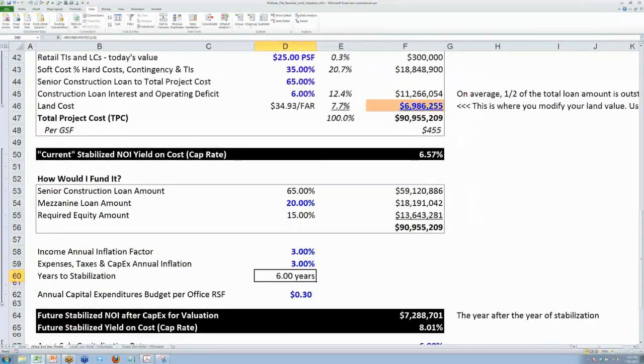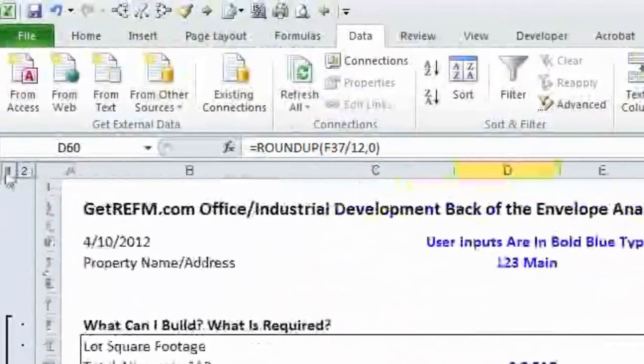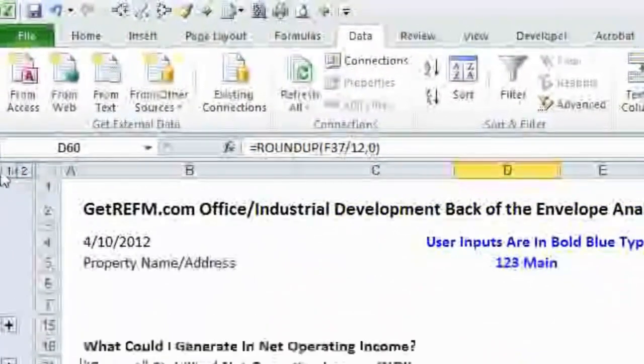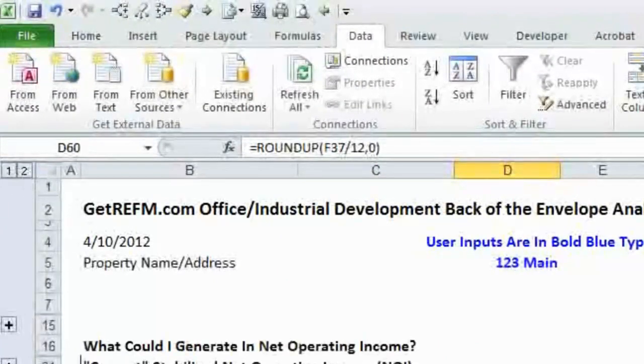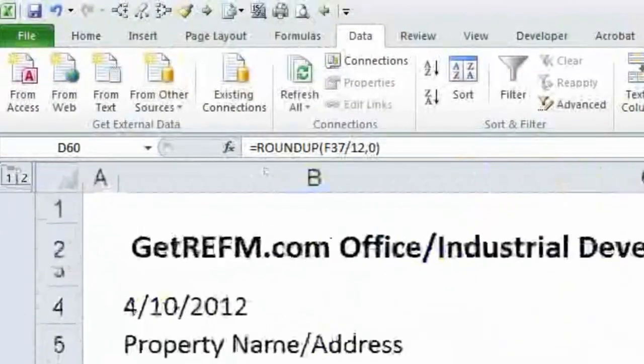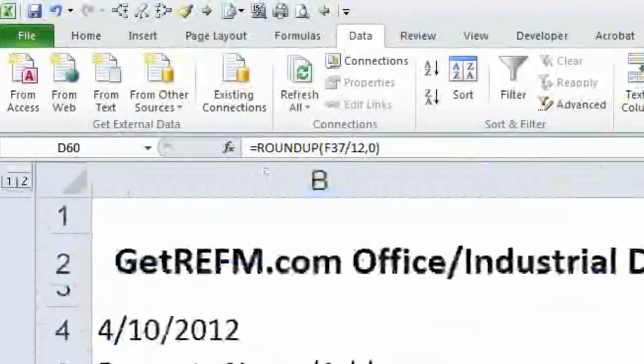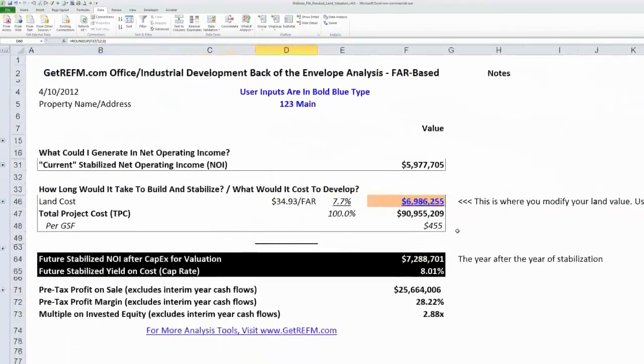So now what I'm going to do is I'm going to zoom out, all right? And I know that this is a lot and it's in a very short period of time, but what I'm going to do now is I'm going to just press this one button up in the very top corner here. It's a number 1. And that's going to collapse all of my grouped areas on the spreadsheet. And so now what I see is essentially just these 3 major questions that we started out with. What could I generate in net operating income? This is the result that we had.